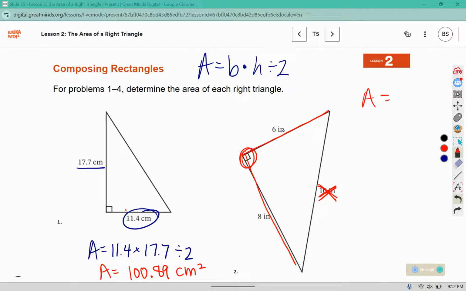It doesn't matter if you use 6 as the base or the height, or 8 as the base or the height. Eight times 6 is 48, and 48 divided by 2, or half of 48, is 24. This one is inches squared.